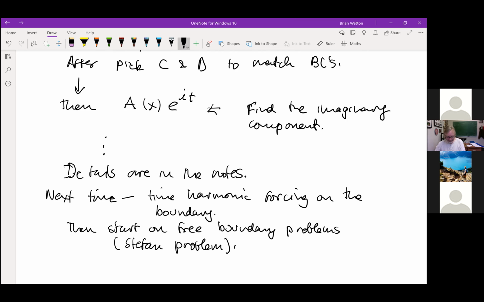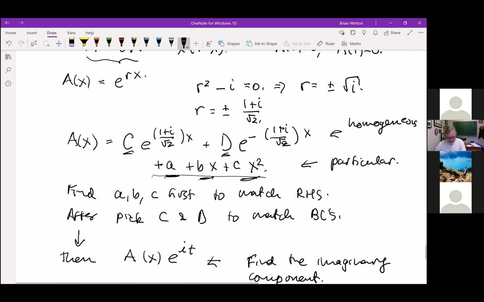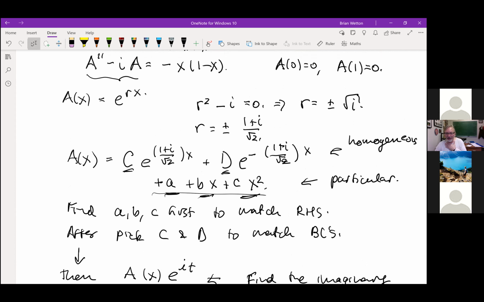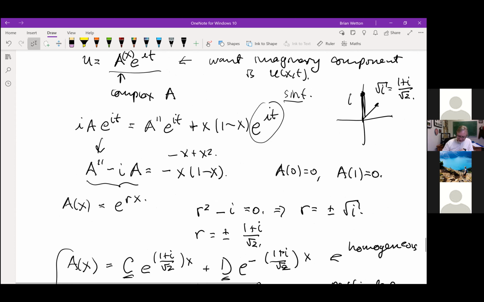Oh, there's a question, which is that the A0 and A1, actually all you need them to be is purely real. So remember, when you go to this complex form, you're really solving two problems, right? You're solving the problem for the real part and the problem for the imaginary part. So you're solving the sine of t forcing and the cosine of t forcing. You're doing it both at the same time.